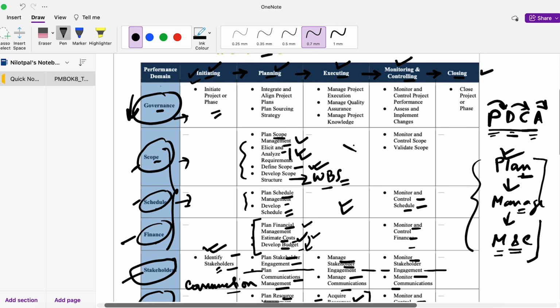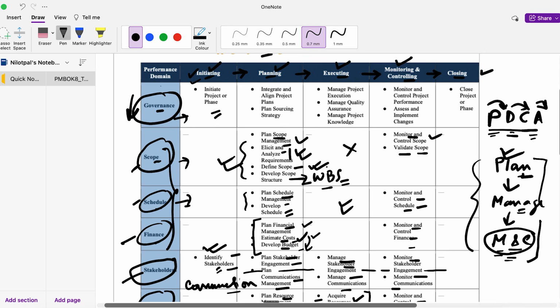And then there is nothing in execution. You move on to monitor scope and validate scope. That is basically the monitor and control part of scope management: you monitor and then you validate. And if there is a failure in validation, you redo the scope or fix it, right? So that's how scope management is learned the PMBOK 8th edition way.